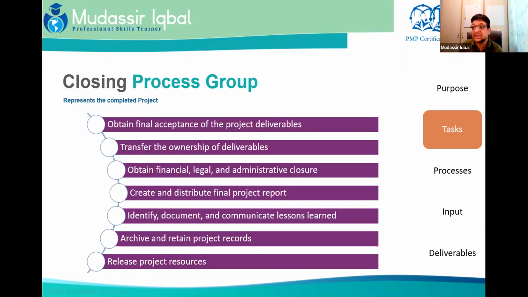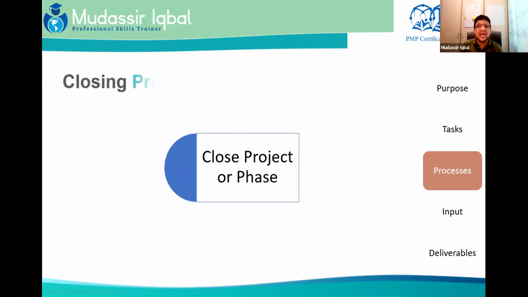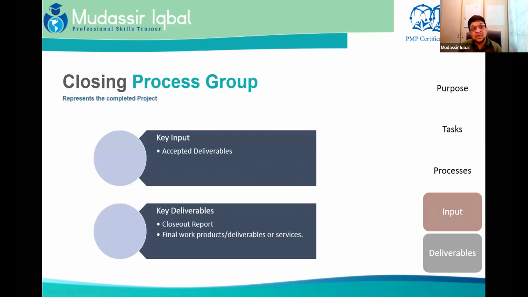in your project. So this is the end, and you have only one process, the process of finalizing all the activities on the project or phase, and the contract is closed: close project or phase. The input is accepted deliverables, that is what you have done as part of the executing, approved as part of the monitoring and controlling, and you have accepted deliverables.